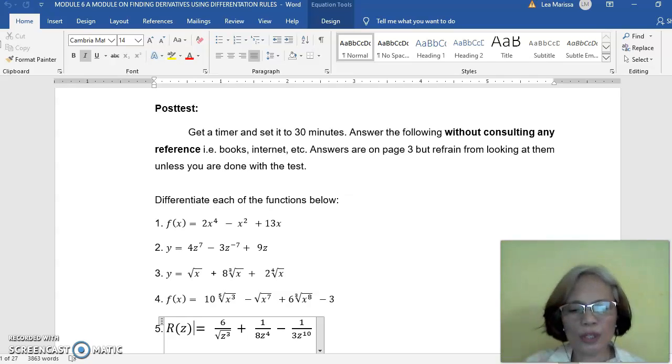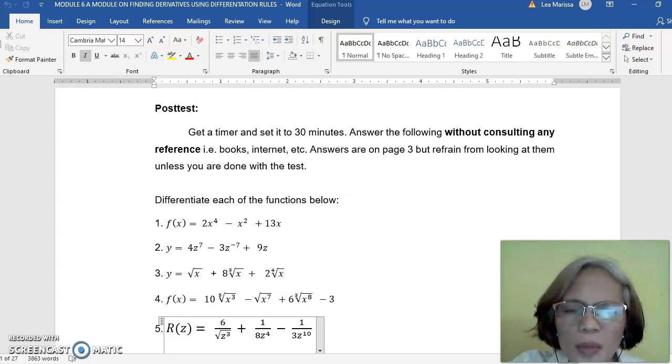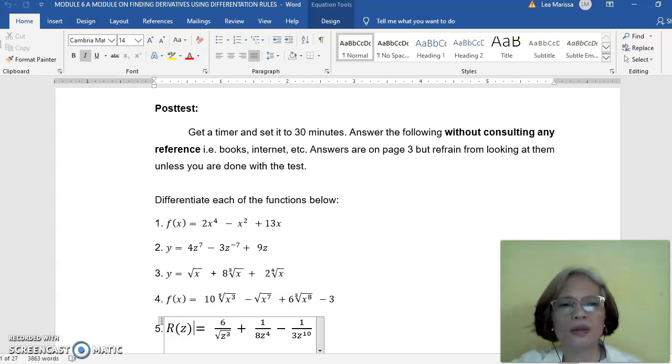So it's very crucial, no? The timing is very crucial. The post-test should not be given right after the pre-test because the tendency is for the learners to just memorize the answer. So that's not acceptable and that's not encouraged. So I also have here an instruction. Get a timer and set it to 30 minutes. Answer the following without consulting the reference.